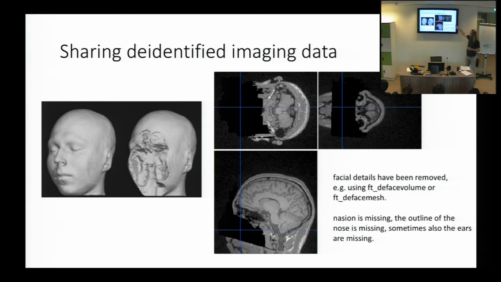So what we do is, if we share the de-identified imaging data, we're removing the facial details, for example using the filter function FTDFaceVolume or the filter function FTDFaceMesh. But the consequence of this is that the nasion is missing, the outline of the nose is missing, and sometimes also the ears will be cut off, because ears are also partially identifying. And it means that once you have de-identified your anatomical MRI, we cannot do the co-registration anymore, because the whole co-registration between the MRI and MEG is based on these points.